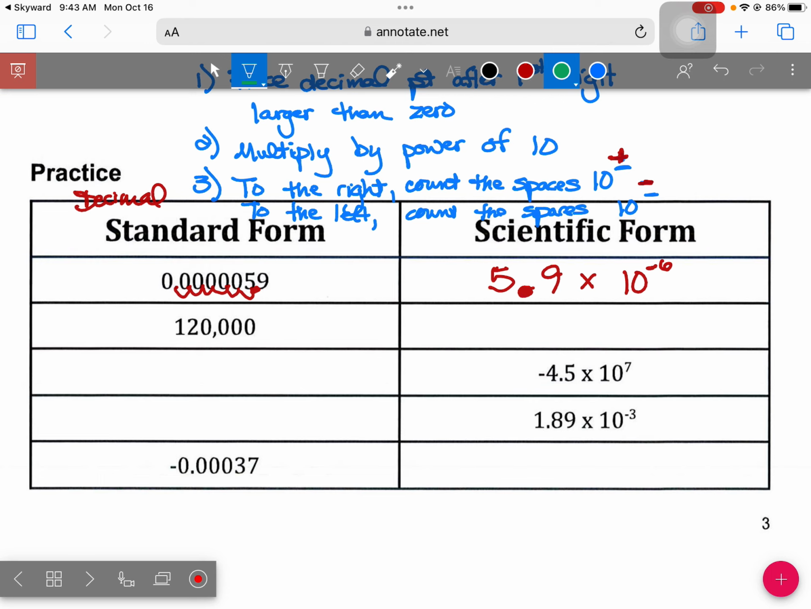So let's take a look at the second one, 120,000. I need to put my decimal point after the first number that is not a 0. So that's going to be 1.2 times 10. Now, here's my decimal point. Where is it originally? Originally, it's right there. So I have to go 1, 2, 3, 4, 5 places to the right. So that is times 10 to the 5th power. Okay?